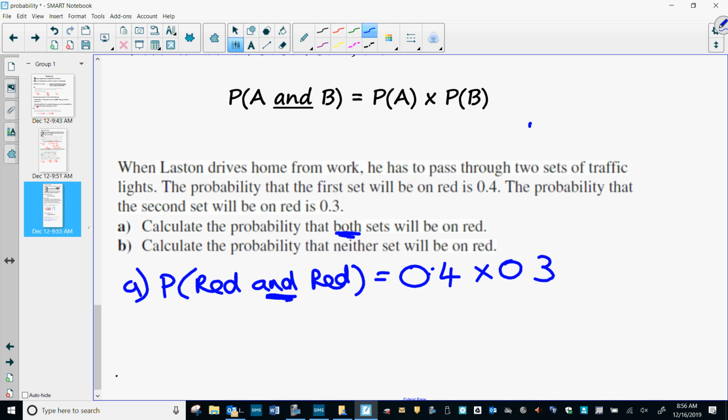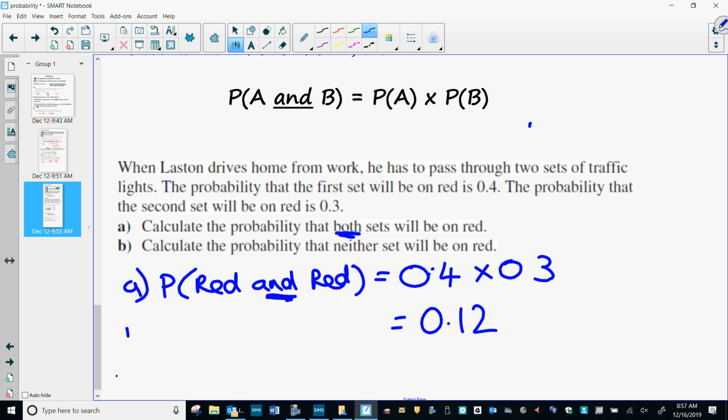This is also where sometimes people make boo-boos, in that they say 0.4 times 0.3 is 1.2, because they forget their rules of multiplying decimals. If you're likely to do that, do it on a calculator, because you know that if you get an answer of 1.2, it's wrong. It should be 0.12, because 4 times 3 is 12, but we've got 2 digits after the decimal point, so we need 2 digits after the decimal point in the answer.